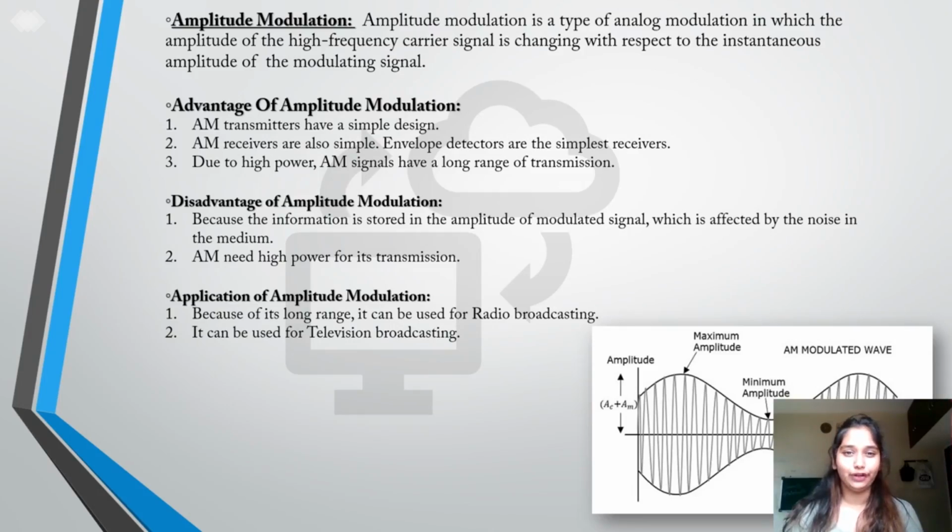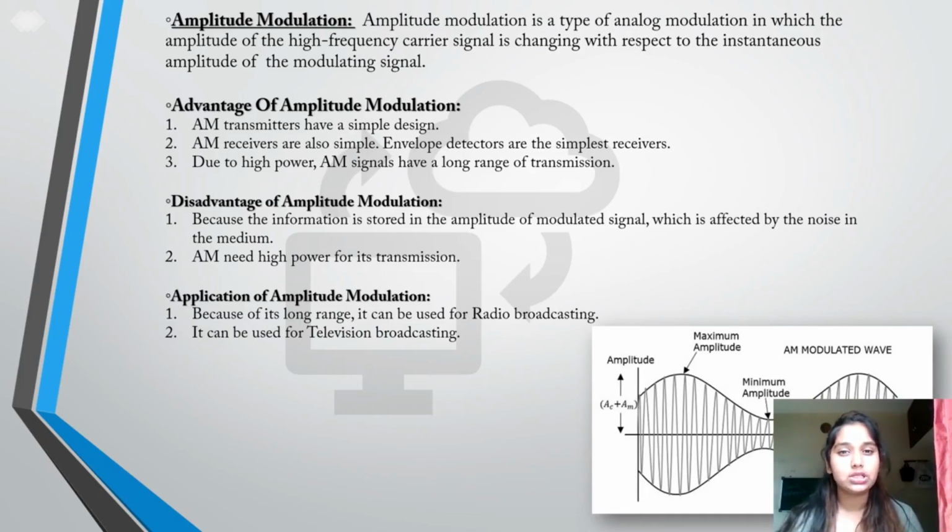What is amplitude modulation? AM is a type of analog modulation in which the amplitude of the higher frequency carrier signal is changing with respect to the instantaneous amplitude of the modulating signal. What's the advantages of AM? AM transmitters have a simple design. Due to high power, AM signals have a long range of transmission.